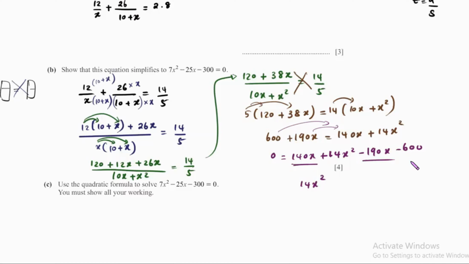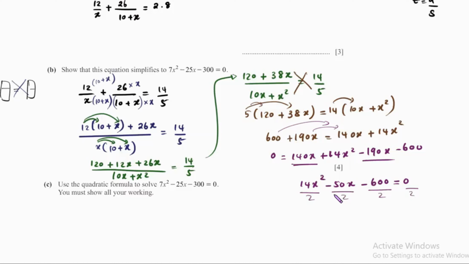So when I simplify, I get minus 50x, and then I have minus 600. I'm going to put the 0 on the other side, as equal to 0. Now I need to make it look like this equation. So in this case, I need to divide all the terms that I have here by 2.